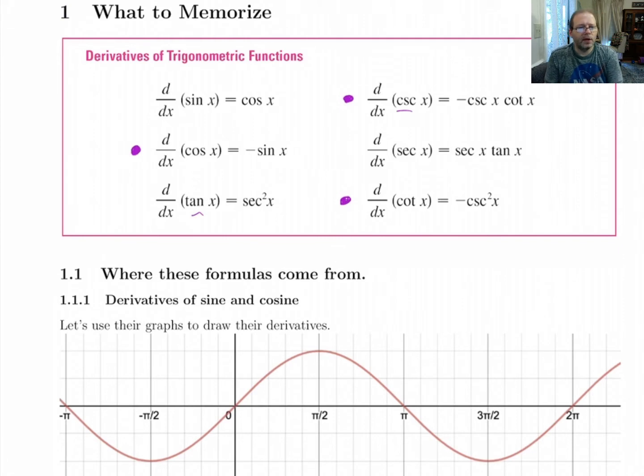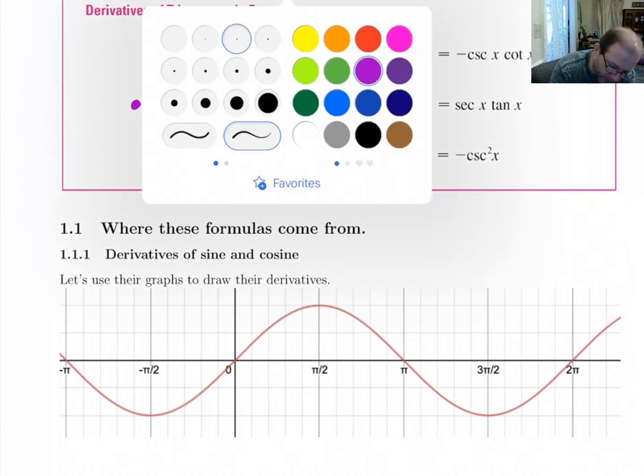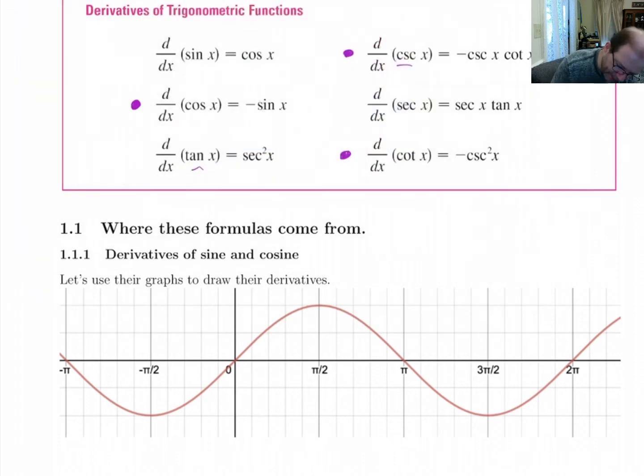All right. If you look in the book, they derive derivatives of sine and maybe cosine. I think they only do one of them. I'm not going to derive this from the definition, although it's certainly possible to do so. What I want to do, though, is just look at the graph of sine here and draw its derivative. Let's see. I'm going to use green for derivative here.